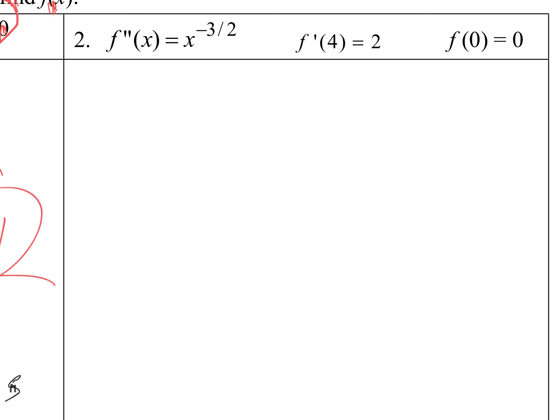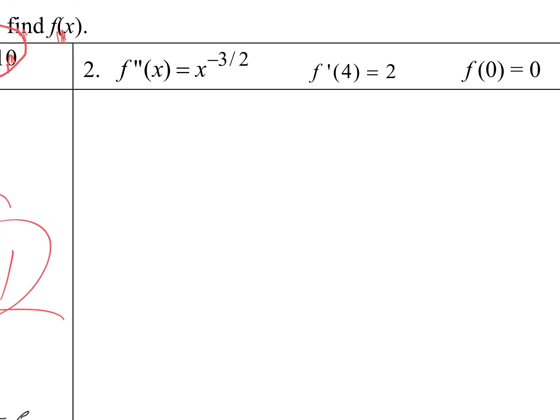All right, let's do another one of these ugly things. We're starting out with the second derivative. We're going to integrate that to get the first derivative. We integrate that to get the function. Each time I integrate, I always introduce a constant.